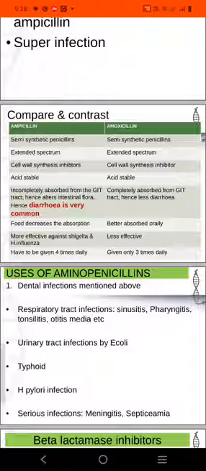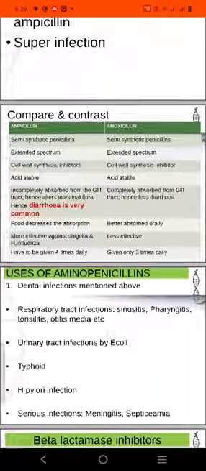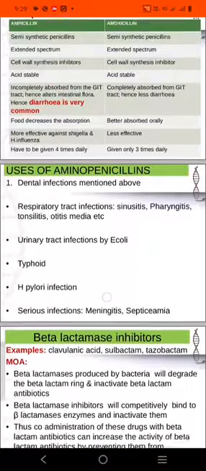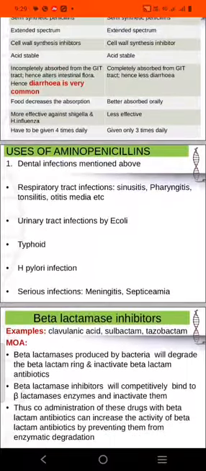So diarrhea is very common with ampicillin. But amoxicillin is a fine powder. It is completely absorbed from the GIT, so there is less diarrhea. Food decreases the absorption of ampicillin, but food will not interfere with the absorption of amoxicillin. Ampicillin is more effective against Shigella and H. influenzae, but amoxicillin is less effective for these. Ampicillin has to be given 4 times daily. Amoxicillin is given 3 times daily because it has a longer duration of action than ampicillin.